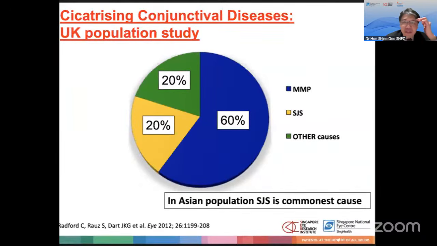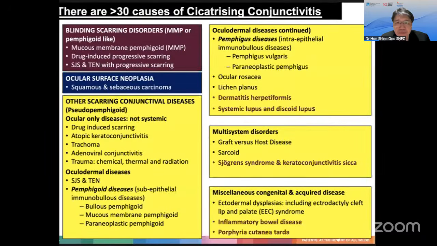This is a population-based study conducted in the UK on cicatrizing conjunctival diseases. As you can see, the majority is due to pemphigoid, and this is the case in the Western world. Pemphigoid is relatively rarer in countries with predominantly Asian populations, where the most common cause of cicatricial disease is Stevens-Johnson syndrome. But due to some unknown factors, pemphigoid diagnosis is getting more frequent in certain Asian populations, including parts of the Indian subcontinent. There are, however, over 30 other causes of cicatricial diseases, as shown in this slide.